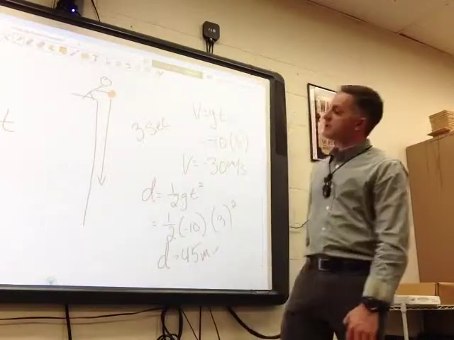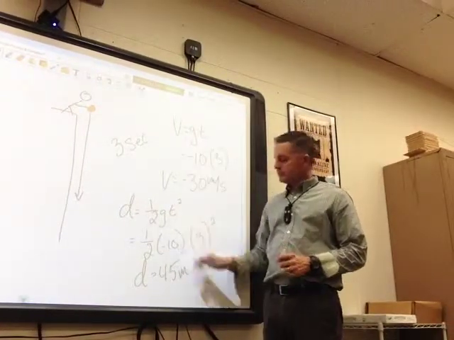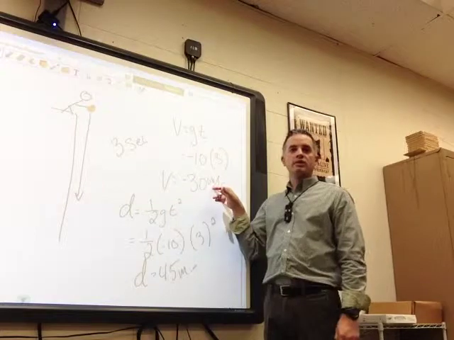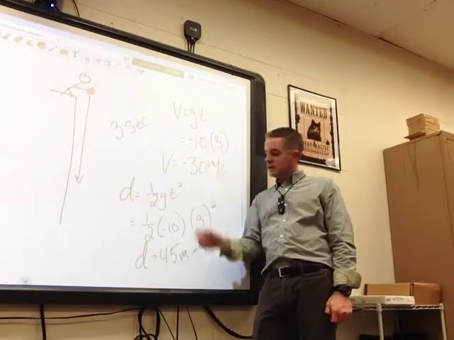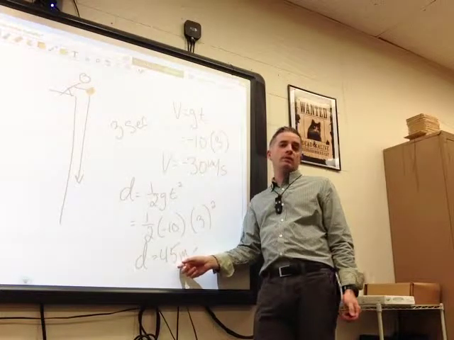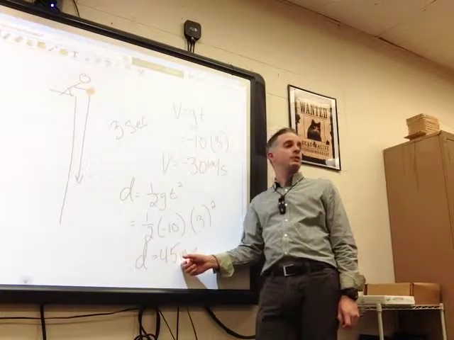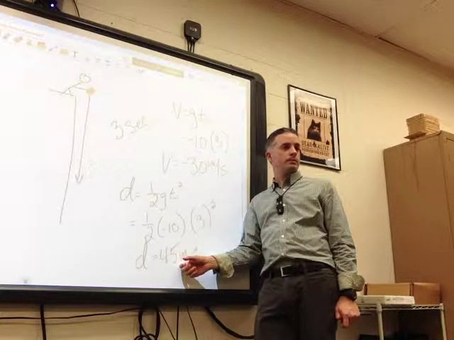So by just knowing how long it takes for the ball to fall, we know that it's going to travel 30 meters per second when it hits the ground, which is really fast. And that the cliff, we'll say the cliff is 45 meters up from the ground. Okay?